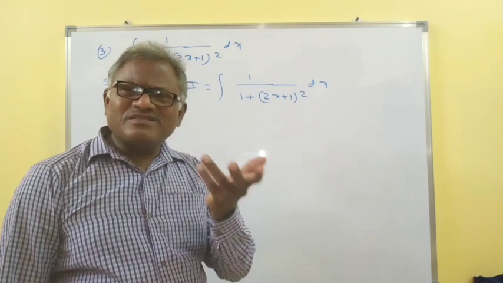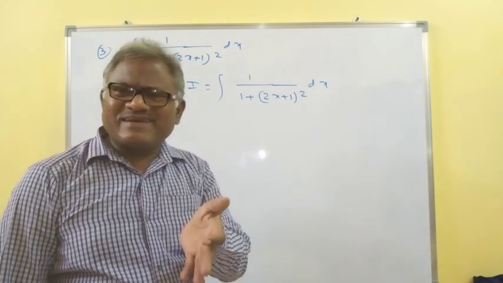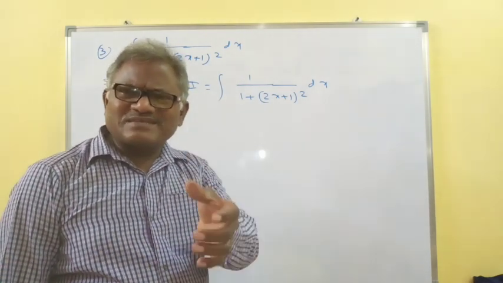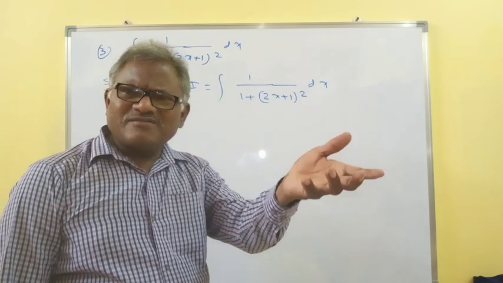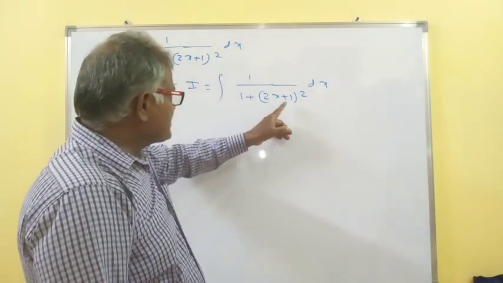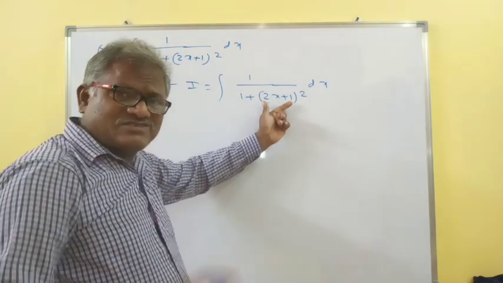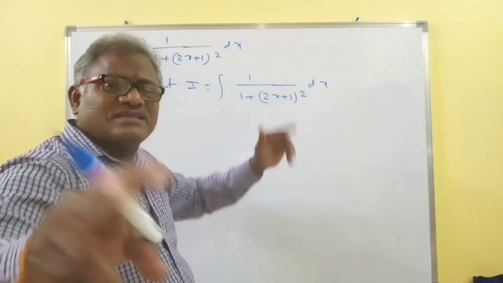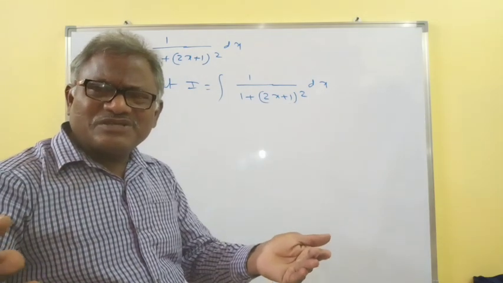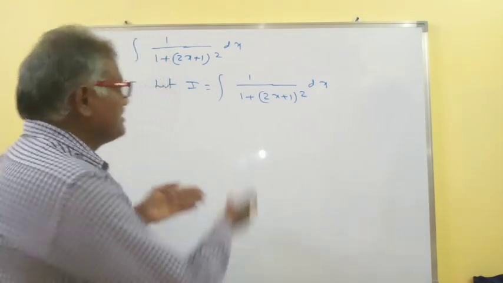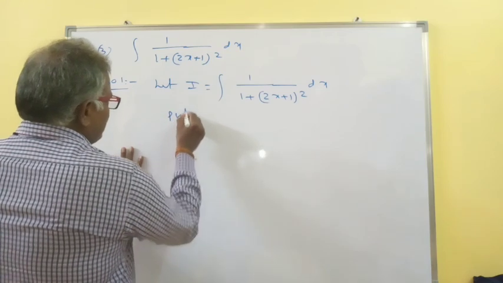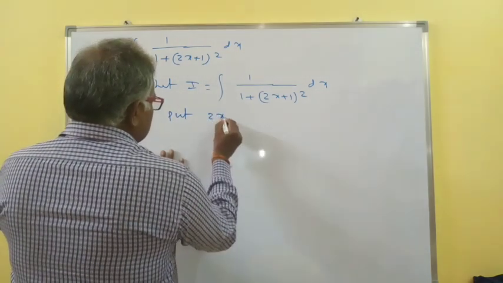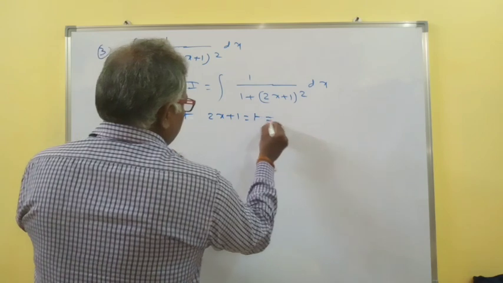We know the formula for 1 by 1 plus x square: it is tan inverse x. Here, in place of x, 2x plus 1 is there. That's why you have to substitute it as t. So simply put 2x plus 1 equal to t.